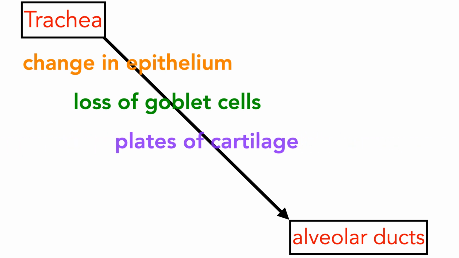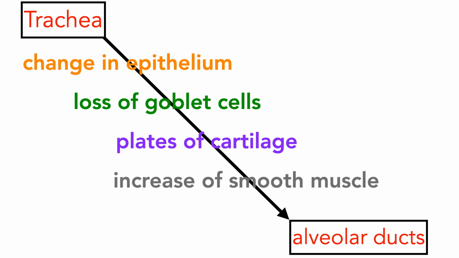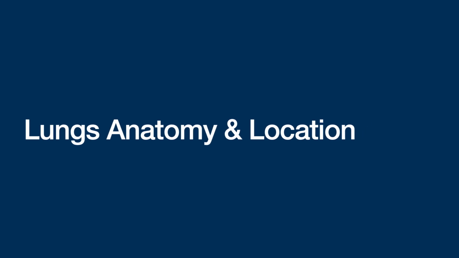You'll start to change from plates of cartilage. Ultimately, you will then get increasing amounts of smooth muscle. So it's fairly soft tissue as we get further down deep into the secondary part of the respiratory system. So there's a gradual transformation structurally and functionally. So let's talk about that. Let's talk about the lungs themselves and talk a little bit more about the anatomy and what goes on in the different locations.